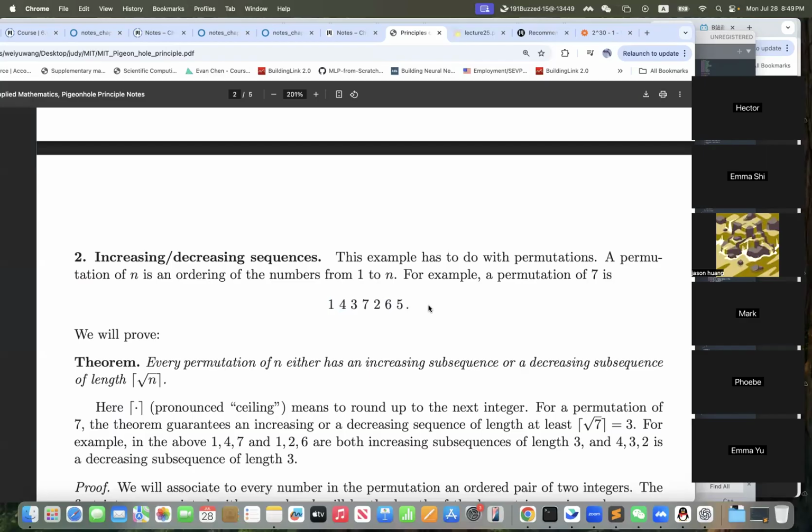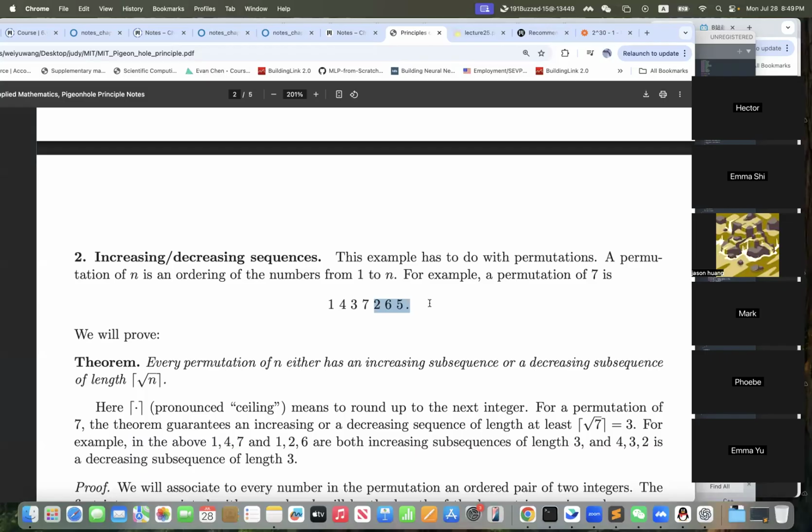But 1, 7, 5 is not an increasing subsequence, because 7 is greater than 1, but 5 is not greater than 7, so it's not increasing. By increasing subsequence, it means you jump to some numbers, but in each jump, you jump to a higher number. Say 1 jumps to 3, 3 jumps to 7, and we omit all the other numbers. So 1, 3, 7 is a subsequence, and it's also increasing.